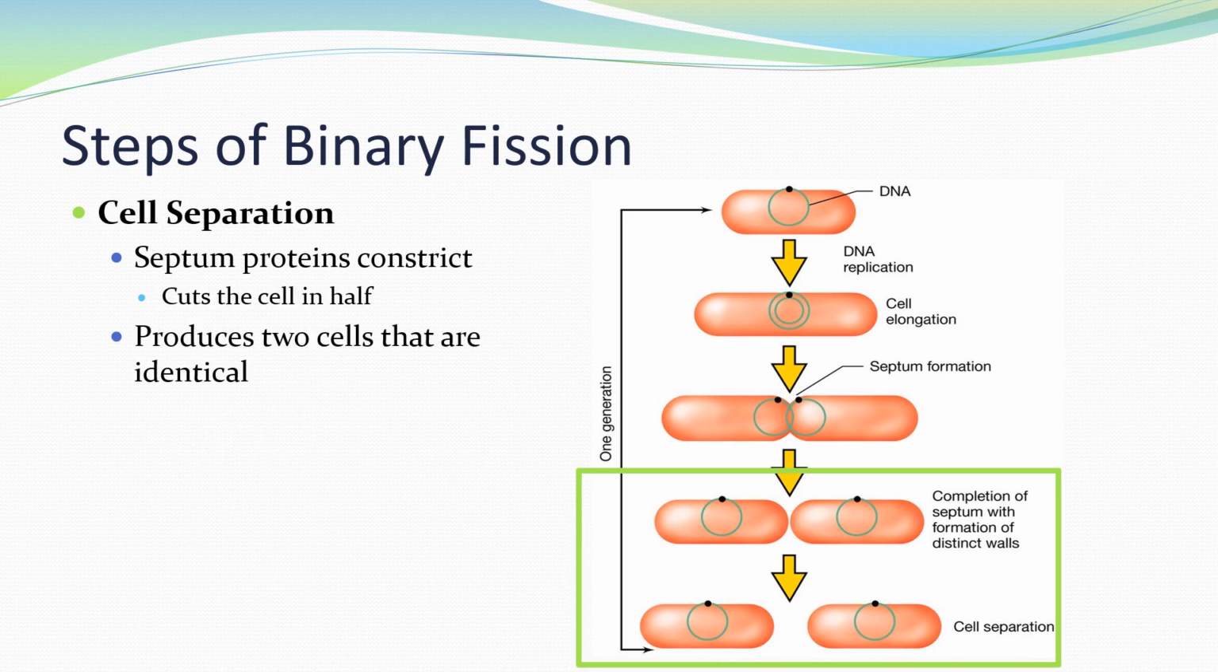Naturally, the third and final step of binary fission is going to be the cell separation, where that septum is going to officially split due to those proteins constricting, kind of like a bunch of rubber bands around a watermelon, if you've ever seen some of those videos. It's just going to cut that elongated cell in half and create those two cells. Now, an important thing to note is those two cells are now genetically identical to each other. They're also genetically identical to the parent cell.